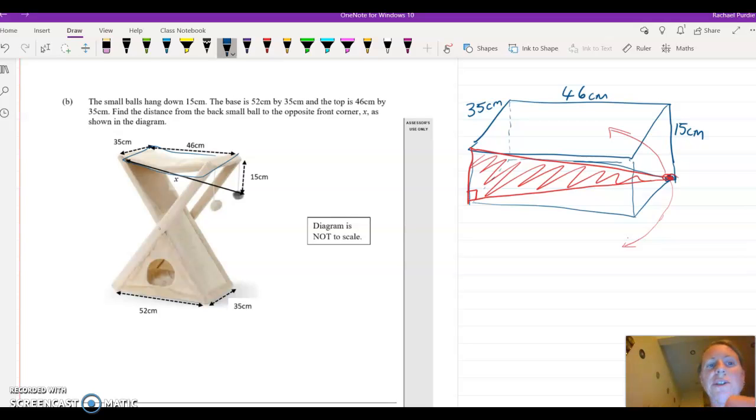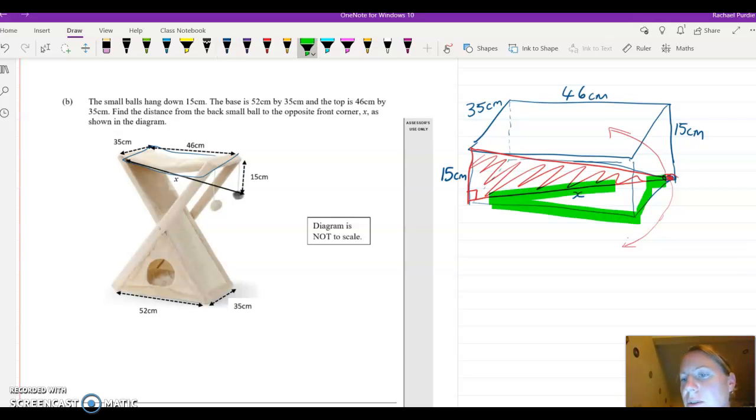One length that we do know is this guy here, don't we? It's 15 centimeters tall. So we've got that part of it. But we don't know this length here, do we? And that is the other short side of this right angle triangle. So we actually need to find that first. And of course, how can we find him? Well, he is the hypotenuse of this triangle, yeah?